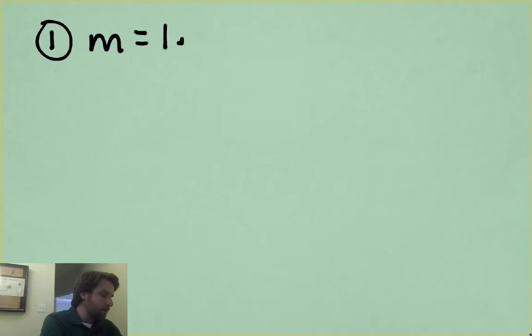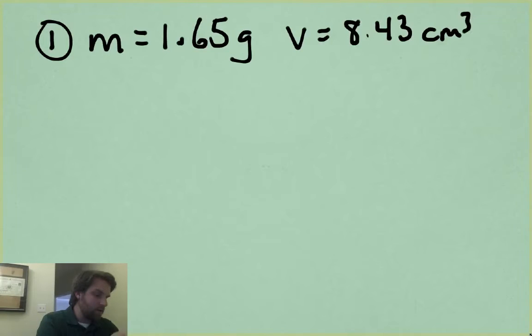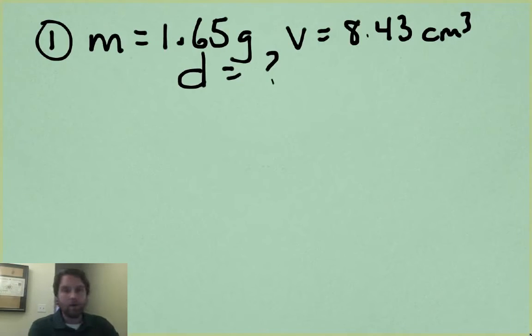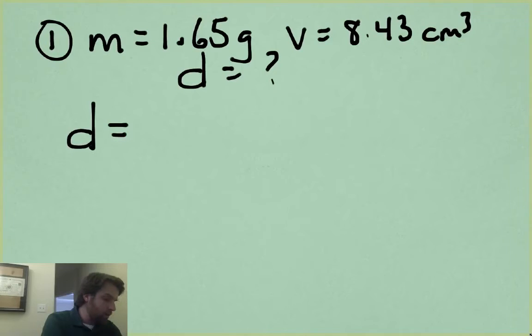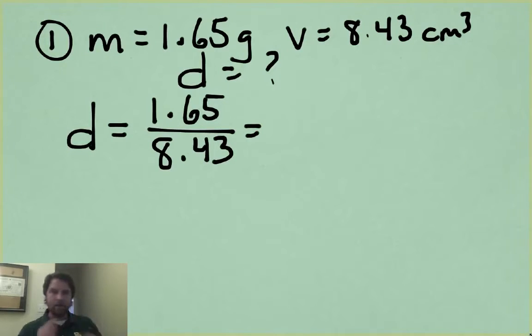All right, first problem we're going to look at here is, let's say we have an object that has a mass of 1.65 grams and it's got a volume of 8.43 cubic centimeters. We want to know, what is the density? Real simple here. All we got to do is use our formula. Density equals mass over volume. So we do 1.65 grams, which is the mass, divided by 8.43 cubic centimeters. Punch that into your calculator.